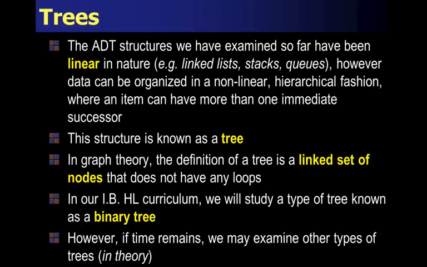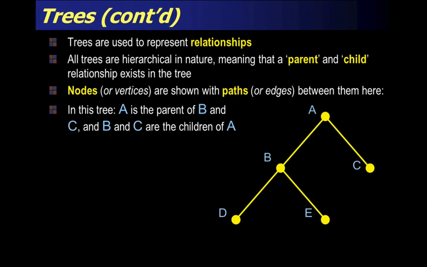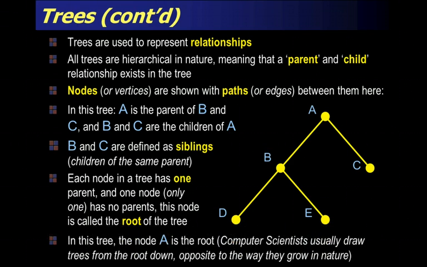So in your IB curriculum, the type of tree you need to know is known as the binary tree. We will look in theory at some more complex trees beyond the binary tree, but that's the one you need to know. And I'll show you again, we looked a little bit at the curriculum last week. So trees represent relationships. Some of the other terms you're going to hear are parent and child, okay? So for example, A is the parent of node B and C. That's pretty simple. Node D is the child of node B, right? D is the child of B.